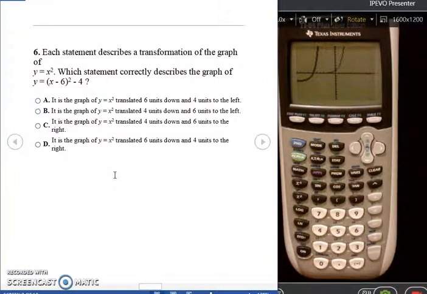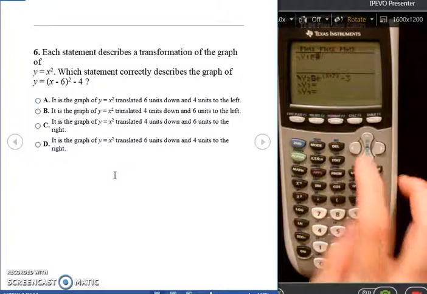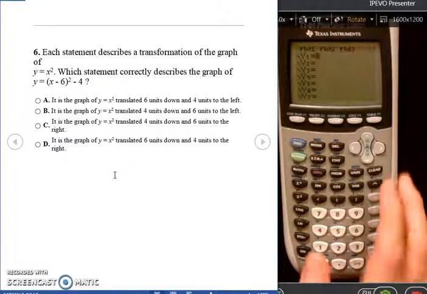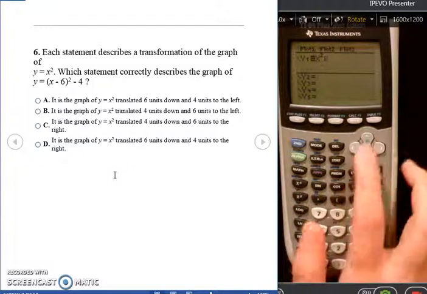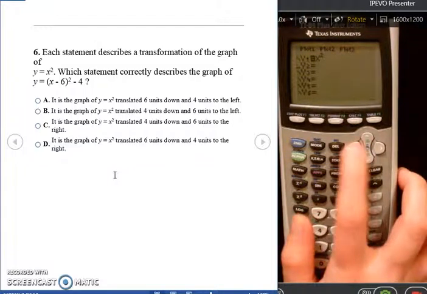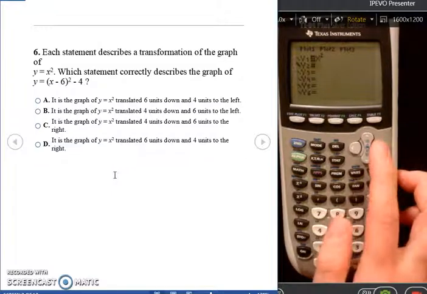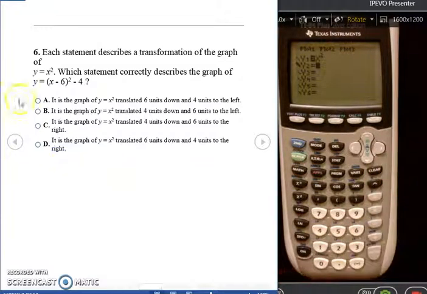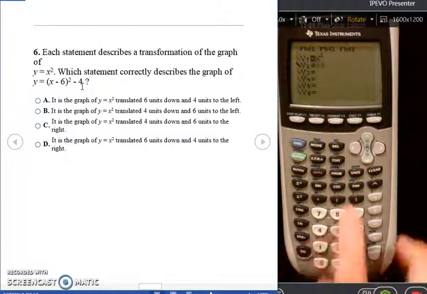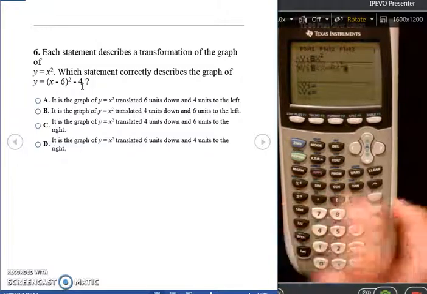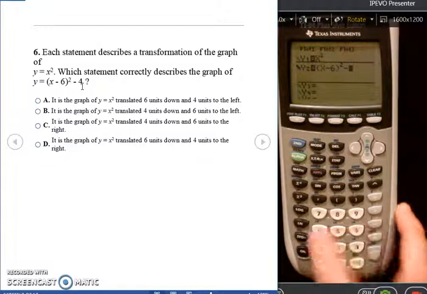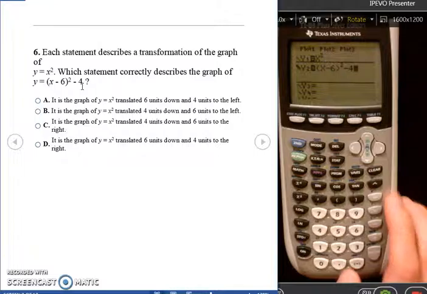This next problem here is similar, only this is with a square function or quadratic function. And so I'm going to go to y equals, and I'm going to clear these out. And then I'm going to go back up to y1 and type in x squared. And then I go down, and I want to change this line to thick, so I press enter, scroll back over, and then I type in my second one. And that's going to be parenthesis x minus 6 end parenthesis squared minus 4. And then I'm going to go ahead and graph those.